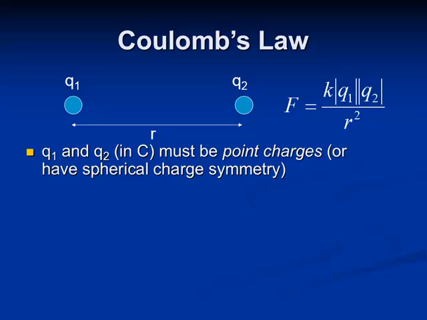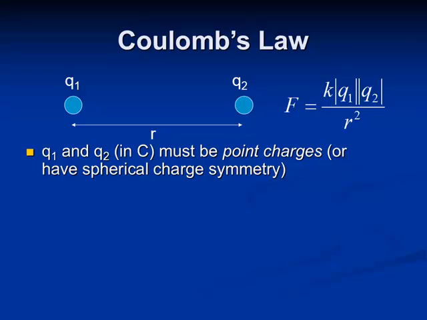A couple other things that are important here. This equation assumes that the two charges are very, very tiny. It assumes that they're point charges. Now, in reality, nothing is the size of a point. You understand that? But if the size of the charges themselves is small compared to the distance between them, we can get away with saying they're point charges.